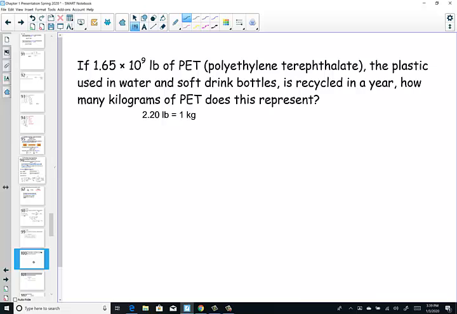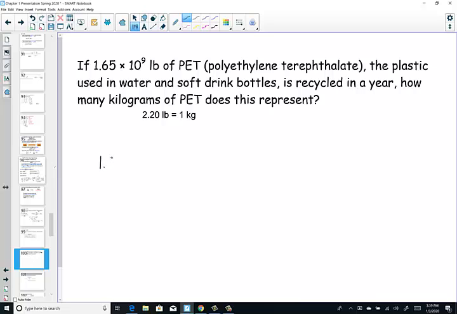If we had 1.65 times 10 to the 9th pounds of polyethylene terephthalate, this is the plastic used in water bottles, and it's the number that's recycled in a year. How many kilograms of PET does this represent? So remember, we're learning 2.2 pounds is the same as a kilogram.